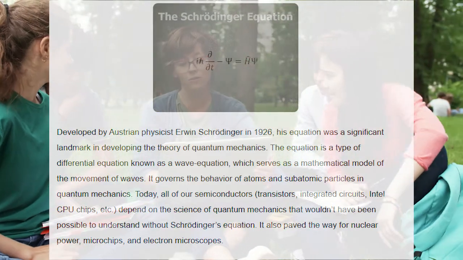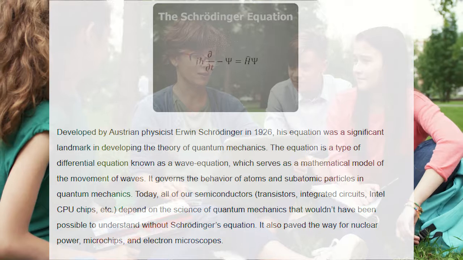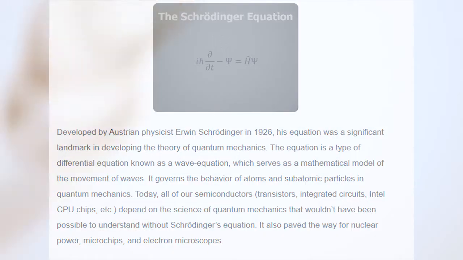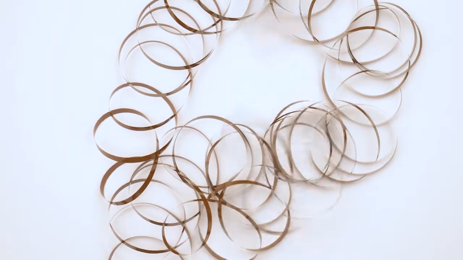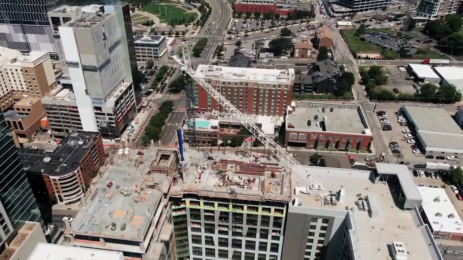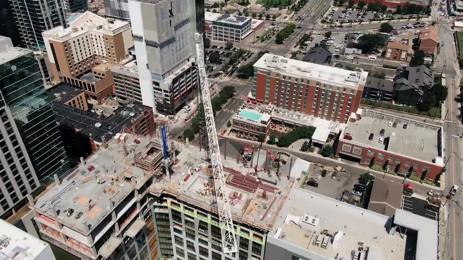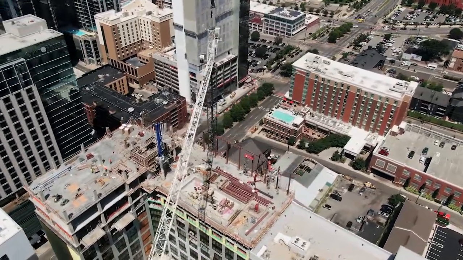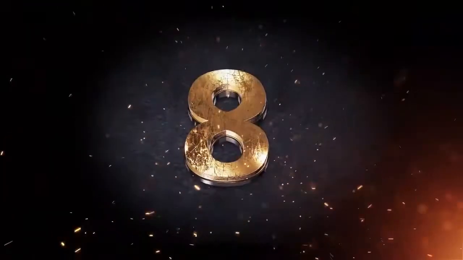Today, all of our semiconductors, transistors, integrated circuits, Intel CPU chips, etc. depend on the science of quantum mechanics that wouldn't have been possible to understand without Schrödinger's equation. It also paved the way for nuclear power, microchips, and electron microscopes.